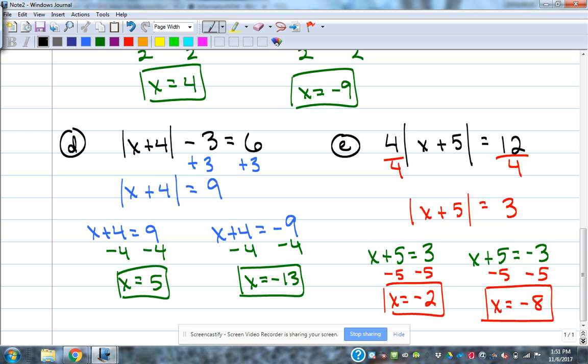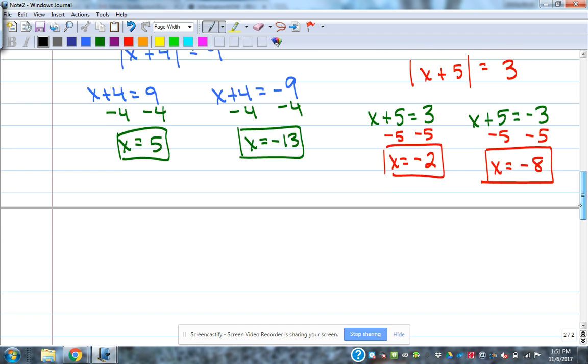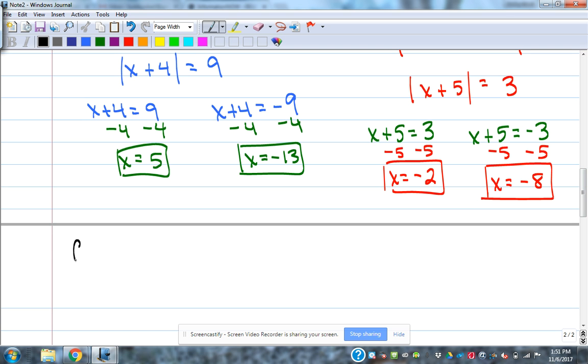Okay. I'll scroll back up. We can still see. 3 times the absolute value of 2x minus 7, close your absolute values, minus 5 is equal to 4.